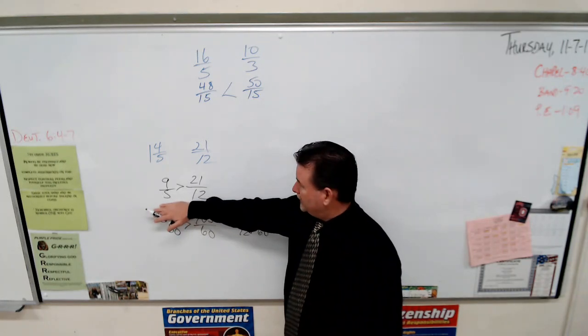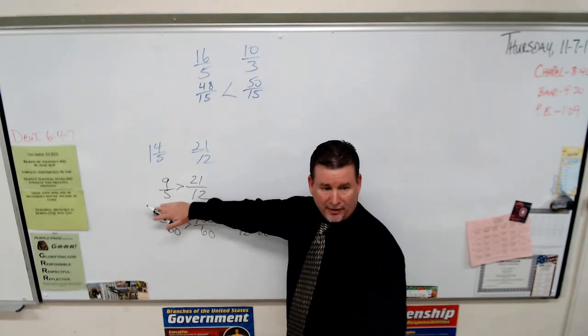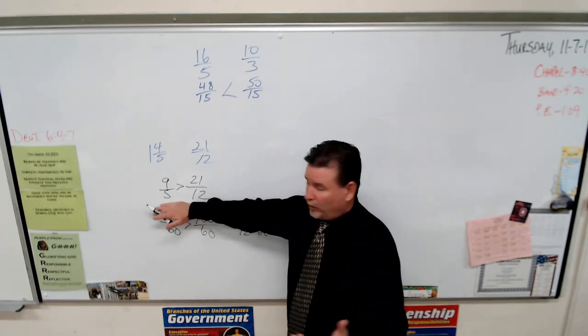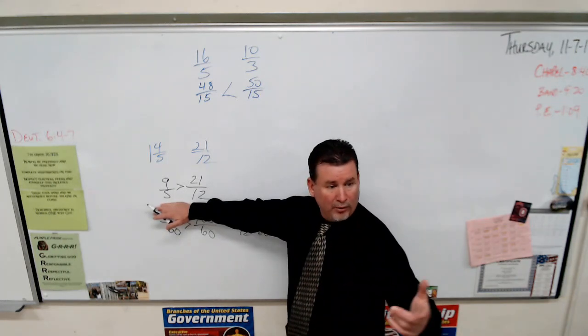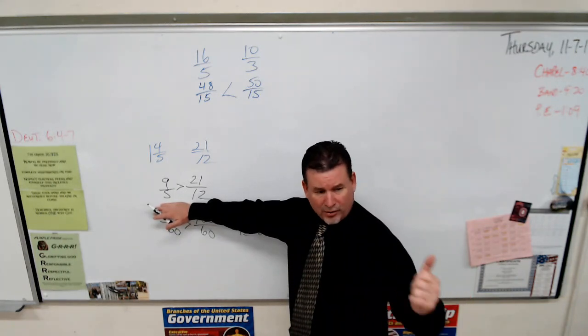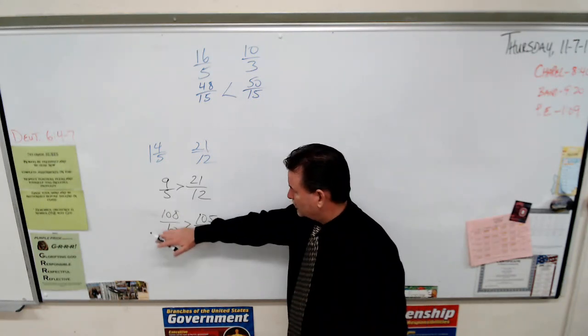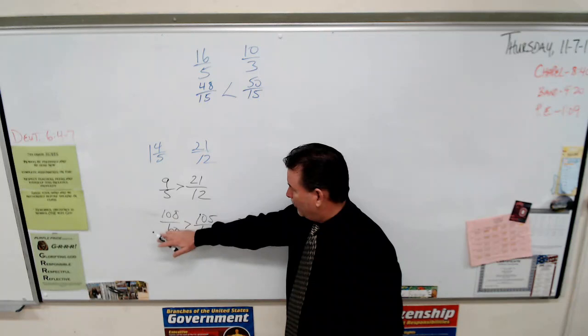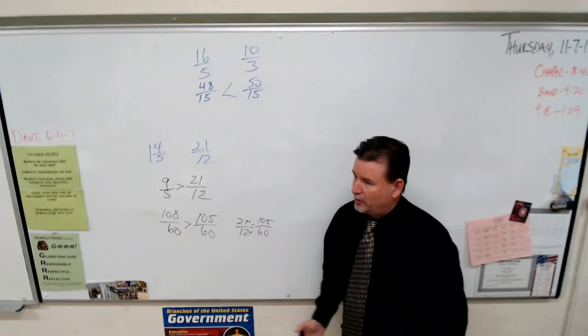Good job. 9/5 compared to 21/12. I don't know yet because one's 5ths and one's 12ths. I got to give them the same name. We came up with 60. Do you understand that part, David? Yes. That 60 is the lowest common multiple, so the lowest common denominator. And now I'm comparing 108 over 60 to 105 over 60. So 9/5 is greater.